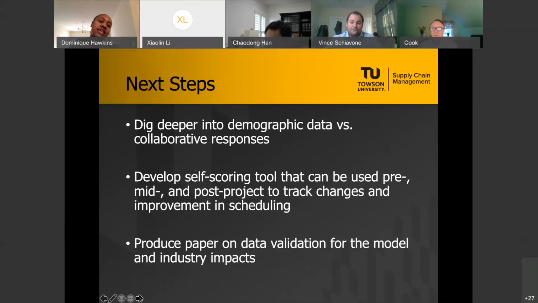And then, so for next steps, what we wanted to do was dig deeper into the demographic data versus collaborative responses. So just trying to map what kind of person responded in which way, and see if we could make other further connections in our data. Then another thing was to actually develop the self-scoring tool that can be used during or after a project to use it actively and make sure that you're adjusting the way that you're working as you go. And then lastly, produce a paper on data validation for the model and industry impacts.